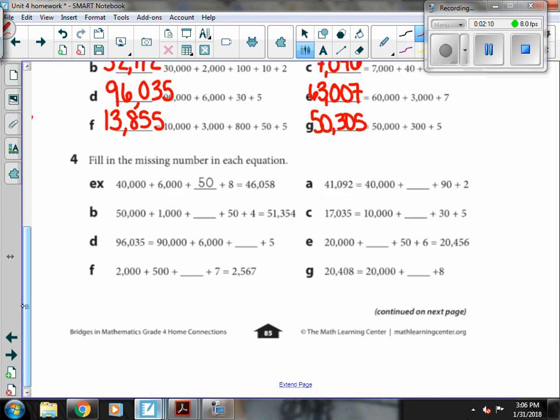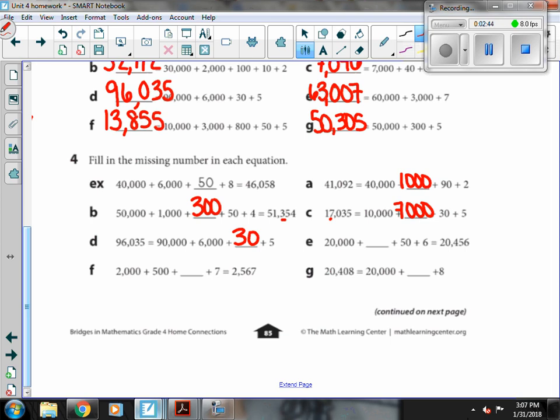Number 4, we're filling in the missing blank to make it into expanded form. So I have 40,000 plus 1,000, 90 plus 50,000 plus 1,000 plus 300, 10,000 plus 7,000, 90,000 plus 6,000 plus 0 hundreds, so I don't need to put that one, plus 30 plus 5.